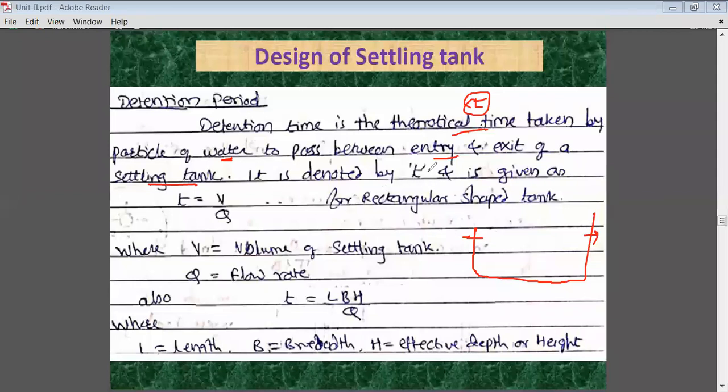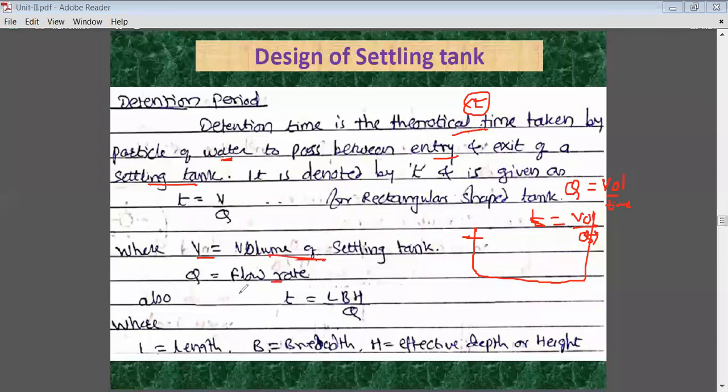It is denoted by the letter T and it is given as T is equal to V upon Q. We know that discharge is nothing but volume upon time. So this V is the volume. T will be equal to volume divided by discharge, where V is the volume of the settling tank.